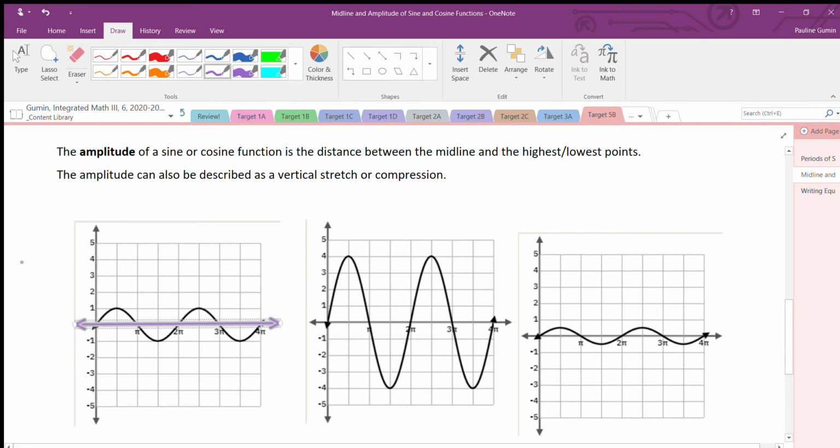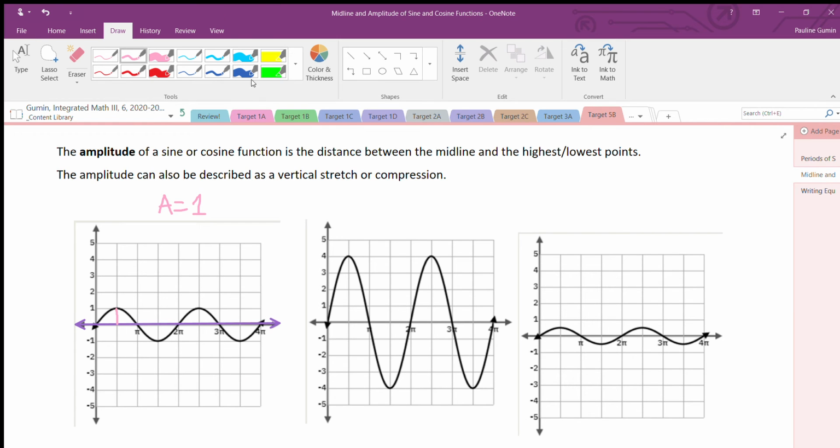Now, let's see how many spaces there are between the midline and the highest or lowest point. It doesn't matter which one you choose because the midline is in the middle. So whether you count up or down from there doesn't matter. Right, I have 1. That's it. Amplitude is 1. So there really wasn't any vertical stretch or compression happening, because if you multiply anything by 1, it stays the same.